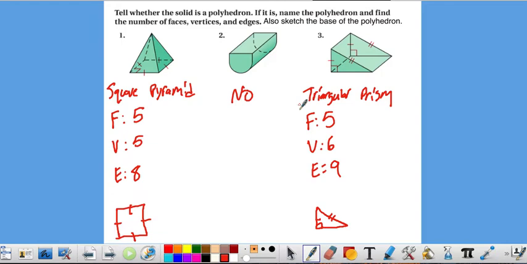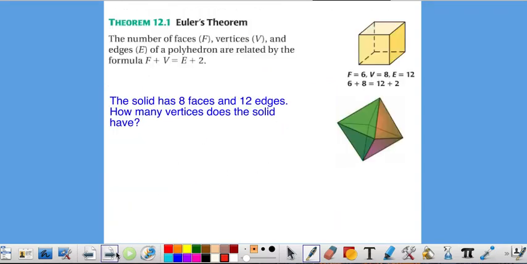So a long time ago, there was a mathematician who looked at a bunch of these polyhedra, and he noticed a relationship between the faces, vertices, and edges of any polyhedron. He noticed that if you add the faces and the vertices, you always get 2 more than the number of edges, which we see here. You get 10, which is 2 more than 8, 11, which is 2 more than 9. So that mathematician came up with his own theorem, and he proved that, and it still holds true today.